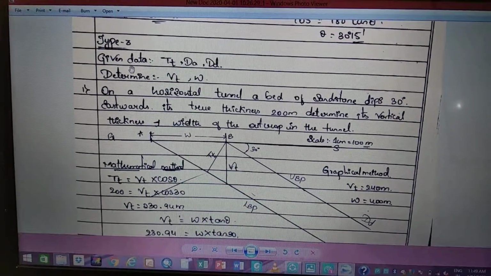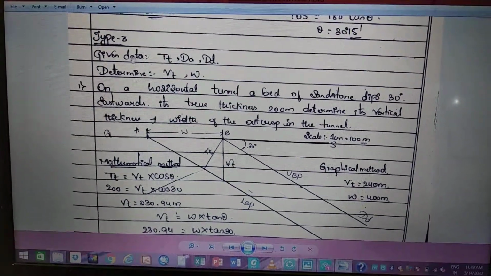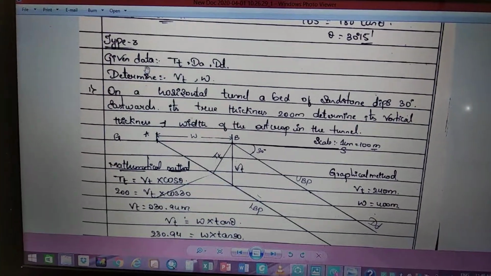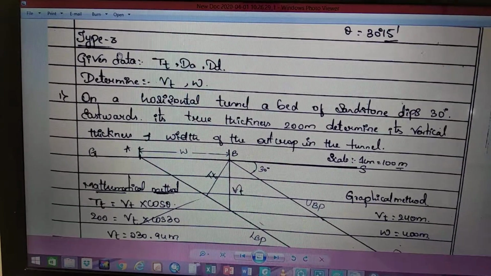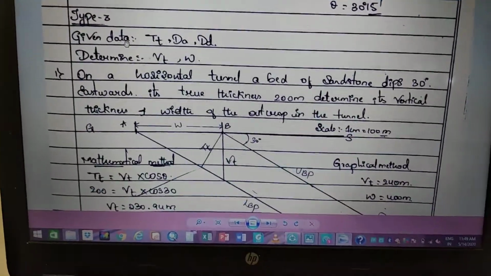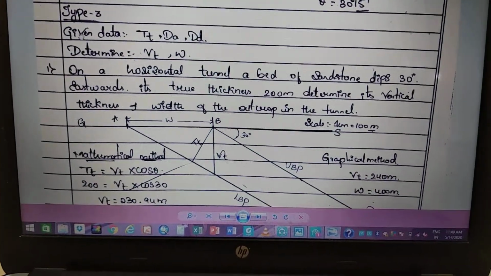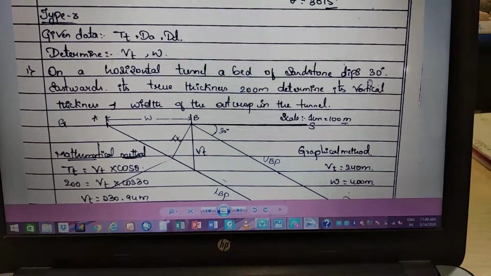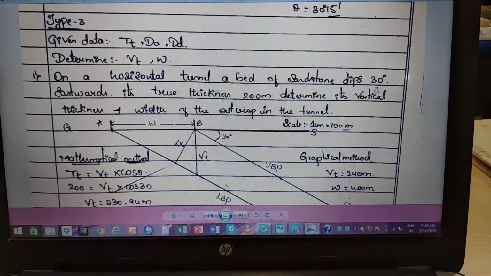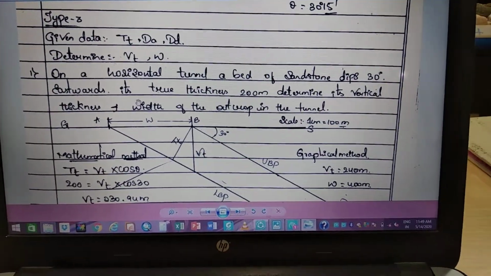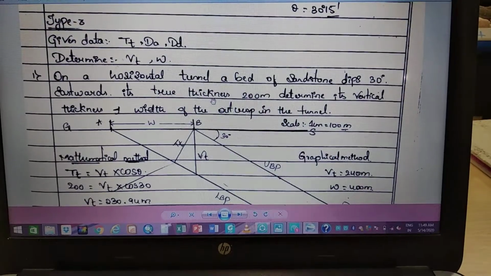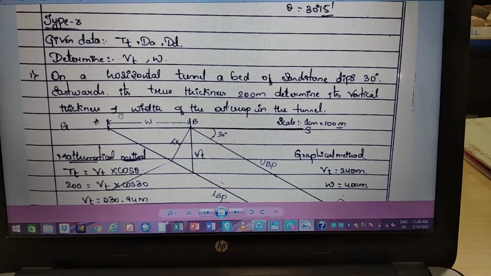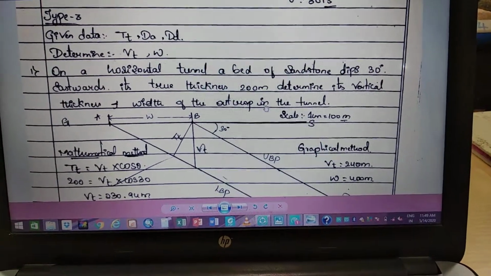Today we are going to discuss the thickness problem. In the last sessions we discussed type 1 and type 2. Now we are going to discuss the type 3 thickness problems. In a horizontal tunnel, a bed of sandstone dips 30 degrees toward the east, and its true thickness is 200 meters. Determine its vertical thickness and the width of the outcrop in the tunnel.